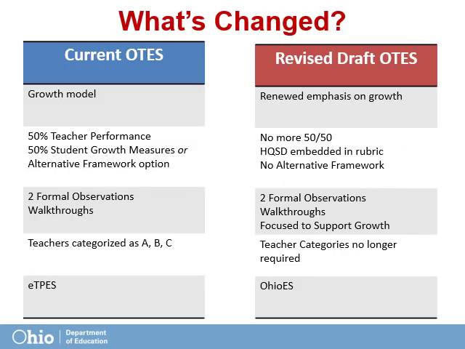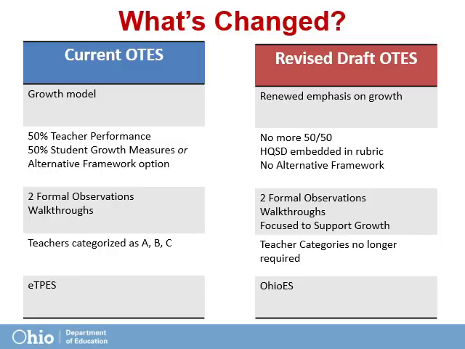OTES was always intended to be a growth model. With the revised draft OTES, we're renewing that emphasis on growth. The changes put in place in the new system will help to focus the process on professional growth. The original framework that called for a 50-50 split between teacher performance and student growth measures is no longer in place. Along with that, the alternative framework that allowed local use of alternative components such as student portfolios and teacher self-evaluations is no longer in place either.